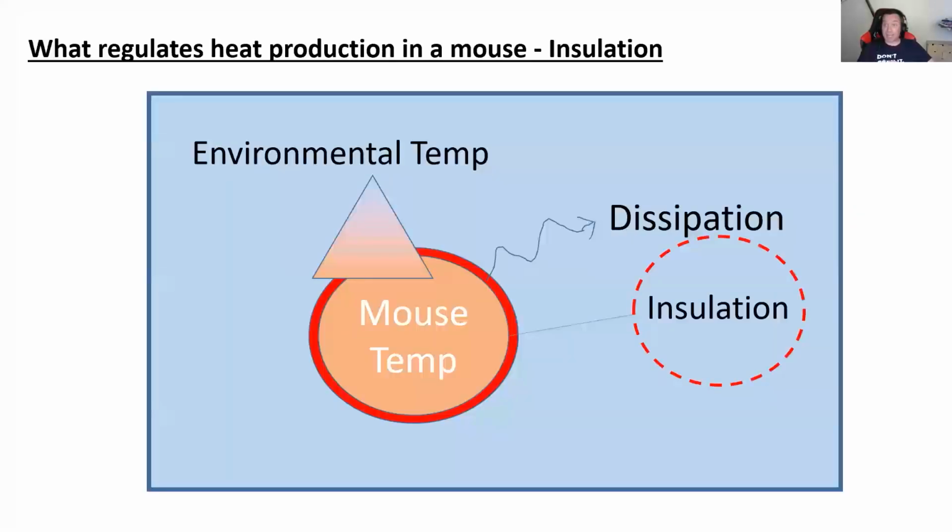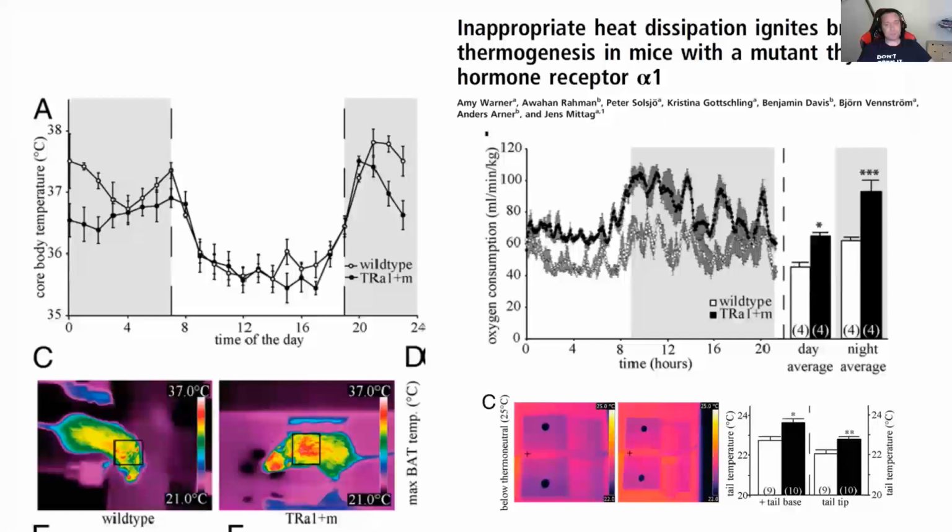So the next thing we're going to look at is insulation. So this was a nice paper by the ex-head of the DMC, Amy Warner. And what they did was they looked at a thyroid receptor alpha 1 mutant. And this mutant was interesting because it had a low core temperature, but that low core temperature was paradoxically, apparently, associated with an increased energy expenditure. So this is the temperature, the black are the mutants. This is the energy expenditure, the black are the mutants, and really quite a large one.